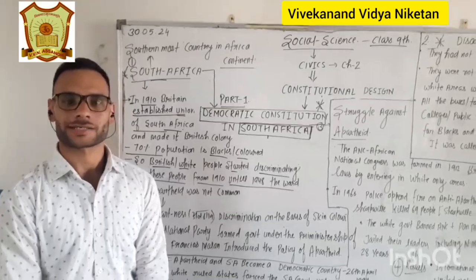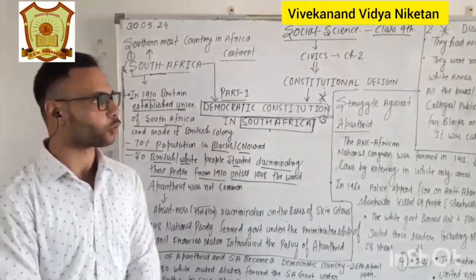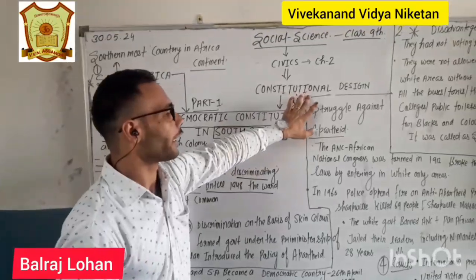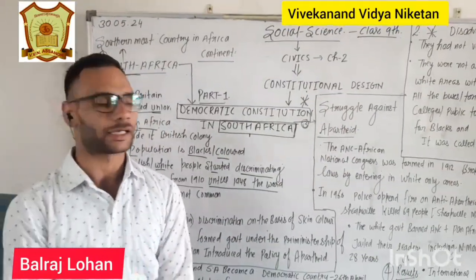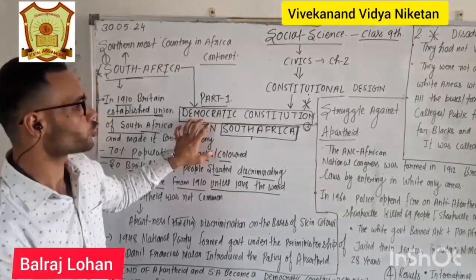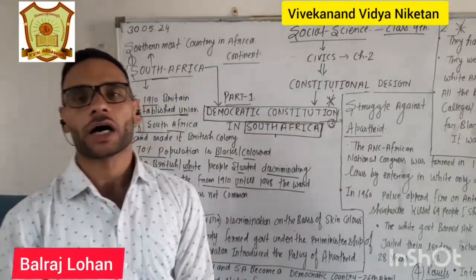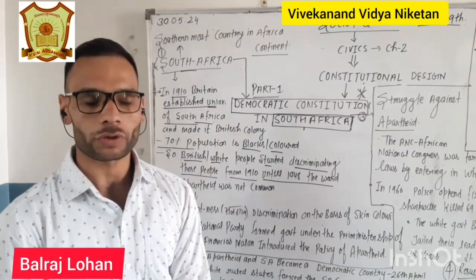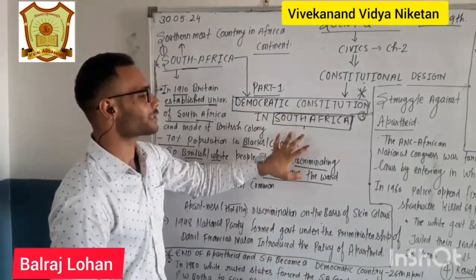As we know, we are studying the second chapter of class 9 Civics, that is Constitutional Design, and in this chapter we will study two topics. First is the democratic constitution in South Africa, and second is the making of the Indian Constitution. So in today's class we will firstly study the democratic constitution in South Africa.